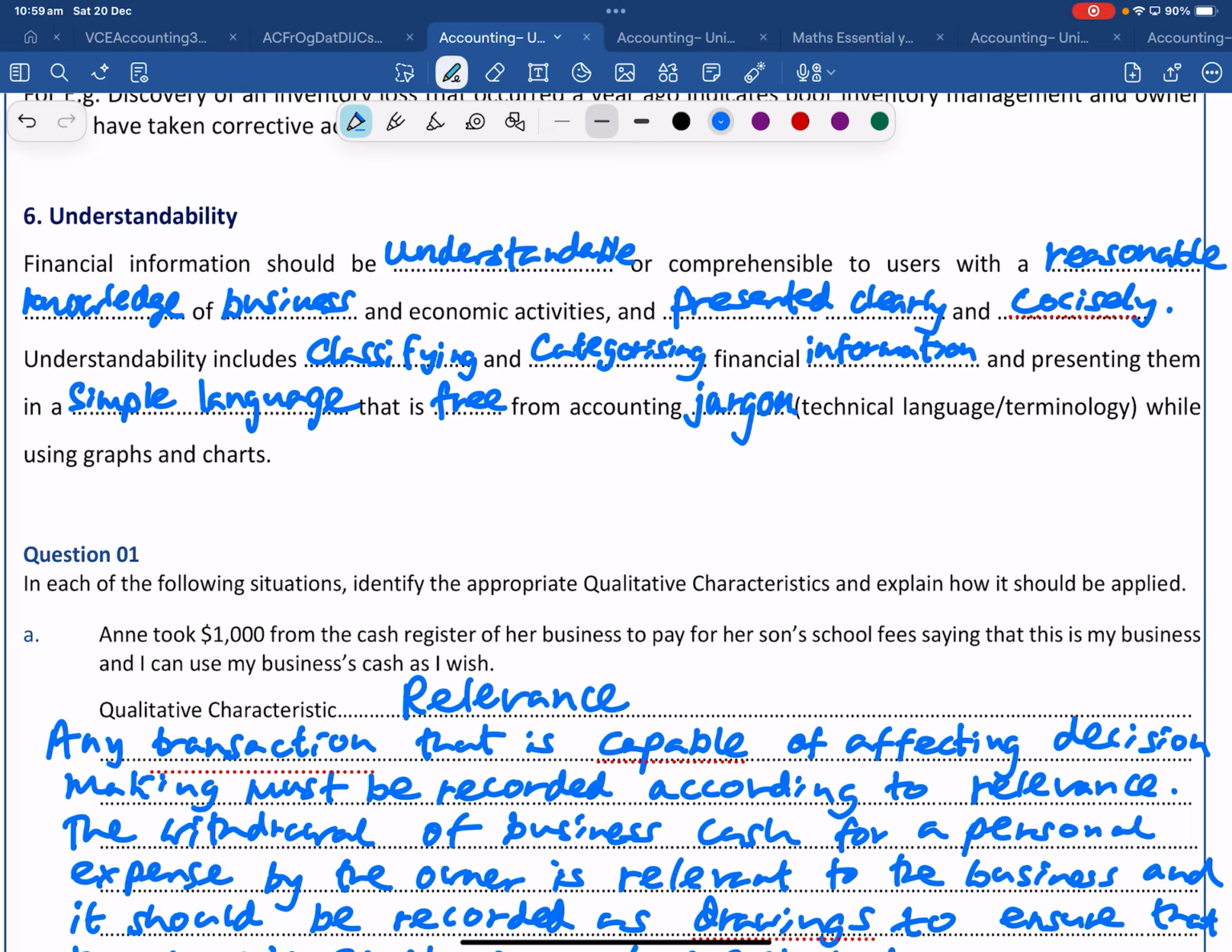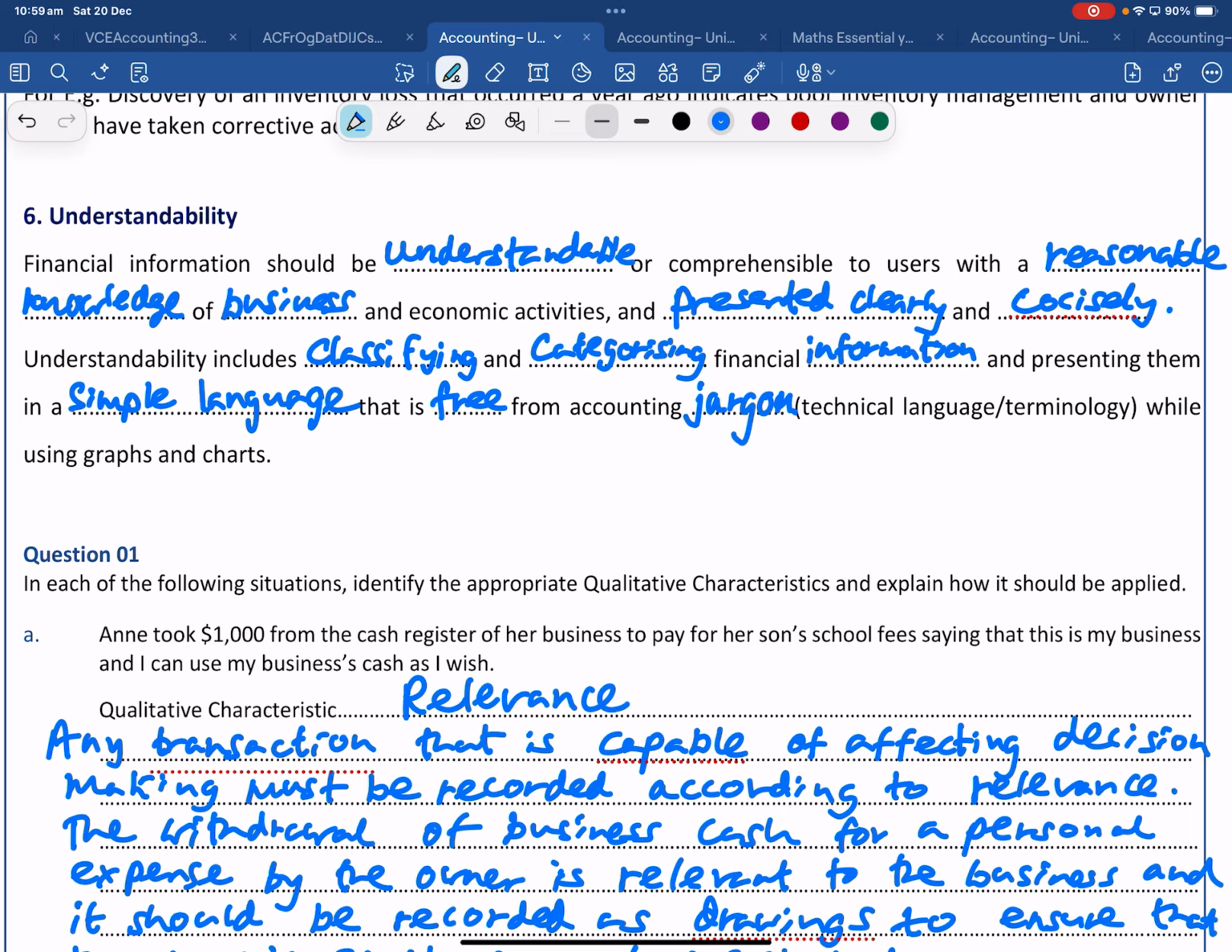What is jargon, guys? Complex, technical language. Yes, technical terminology, technical terms. I mean, we have to use some technical terms, otherwise we can't do any subject. But what we are saying in accounting is we have to reduce the terms. For example, we can include graphs, charts, things like that. Basically, that's it, guys.